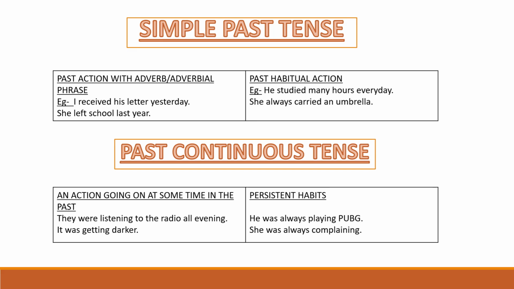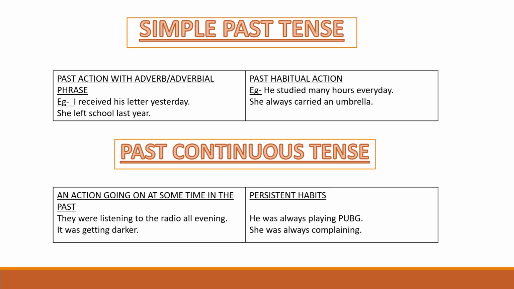Now if I talk about the rules, so here they, subject, were, this is auxiliary verb, listening, ing form of verb which is also called present participle. Now to the radio all evening. Now radio, to the radio, object, and all evening, adverb. Adverbial phrase. Now it was getting darker. Now it, subject, was auxiliary verb, getting, ing form of verb, and darker, this is adverb. Now second part is persistent habit.